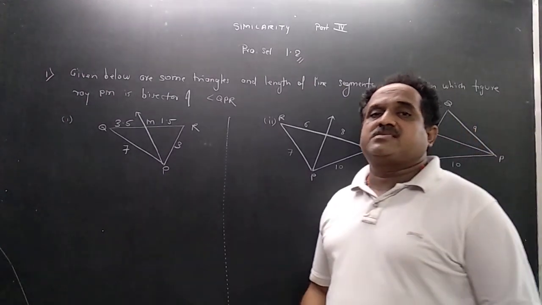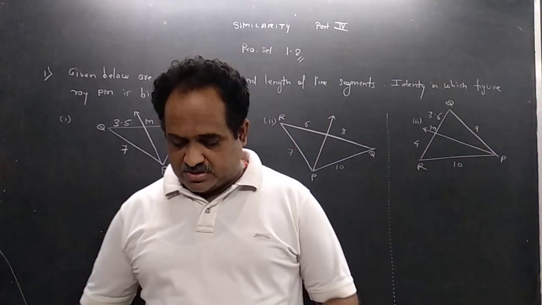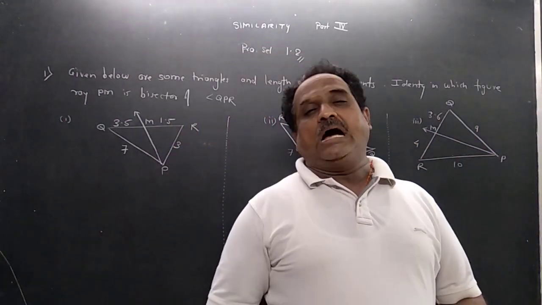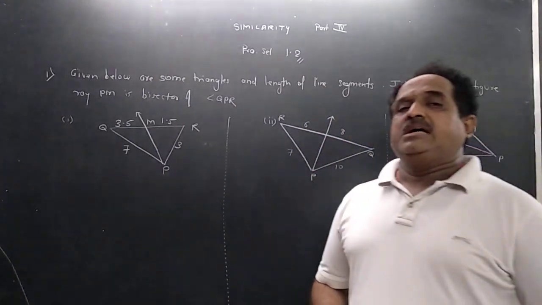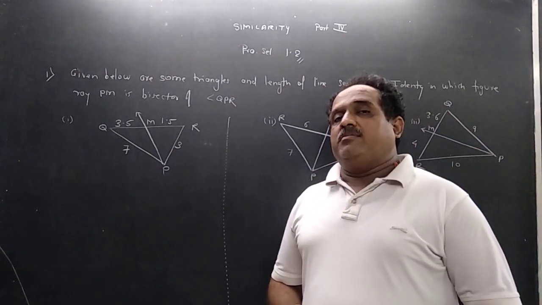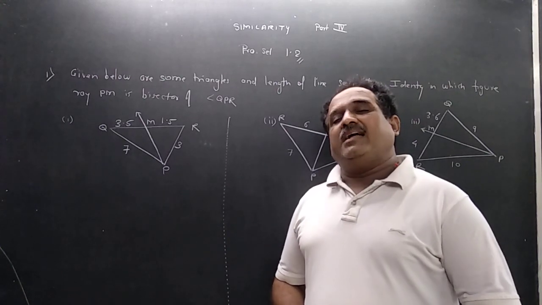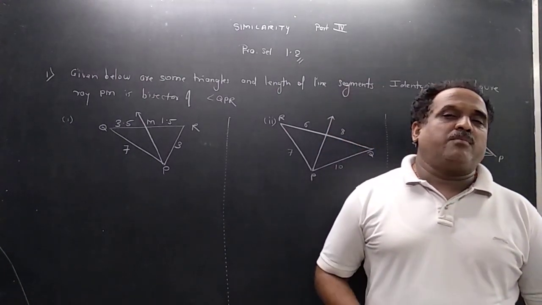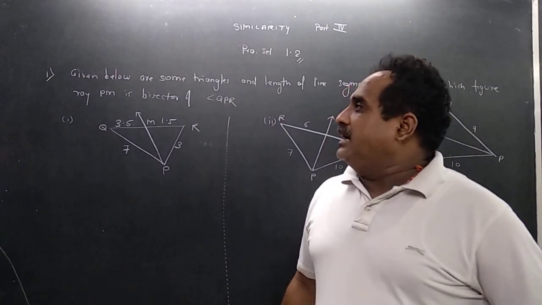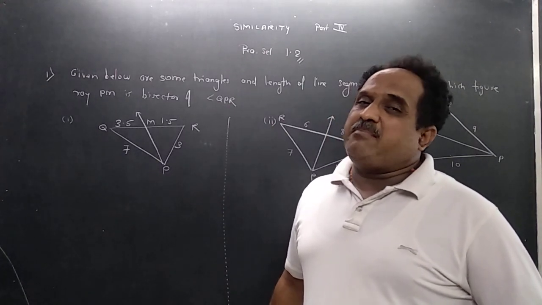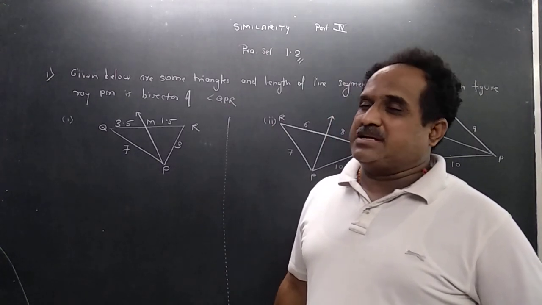So now we have seen how many theorems we have finished. That was the basic proportionality theorem, converse of basic proportionality theorem, theorem on angle bisector of a triangle, then the theorem on the intercepts made by three parallel lines and its transversal.